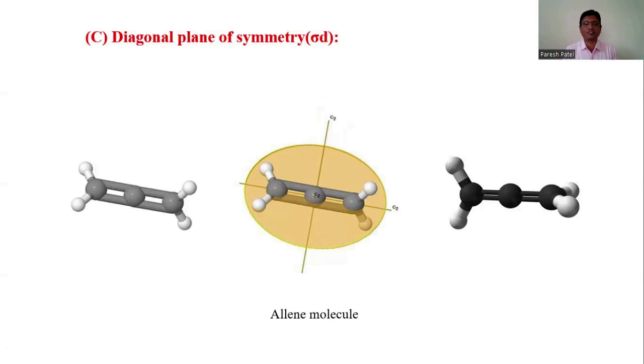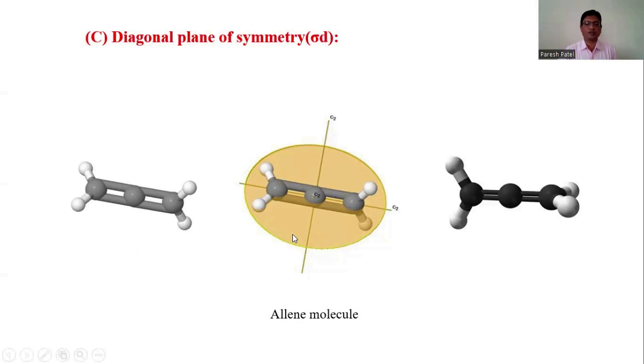The third type of plane of symmetry is the diagonal plane of symmetry, and it is designated by sigma d. Now, what is the diagonal plane of symmetry? We have to imagine a plane which bisects the main principal axis and C2 in such a way that one part is the mirror image of the other part of the molecule. That type of plane of symmetry is recognized as a diagonal plane of symmetry.